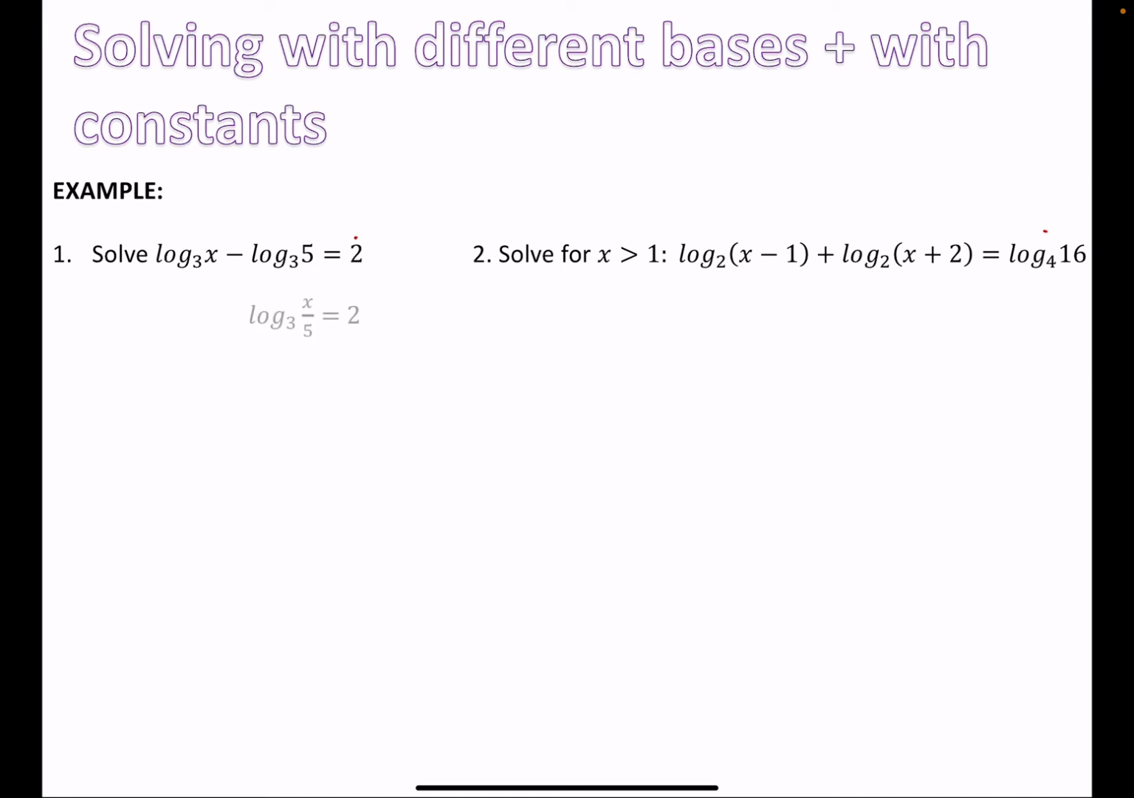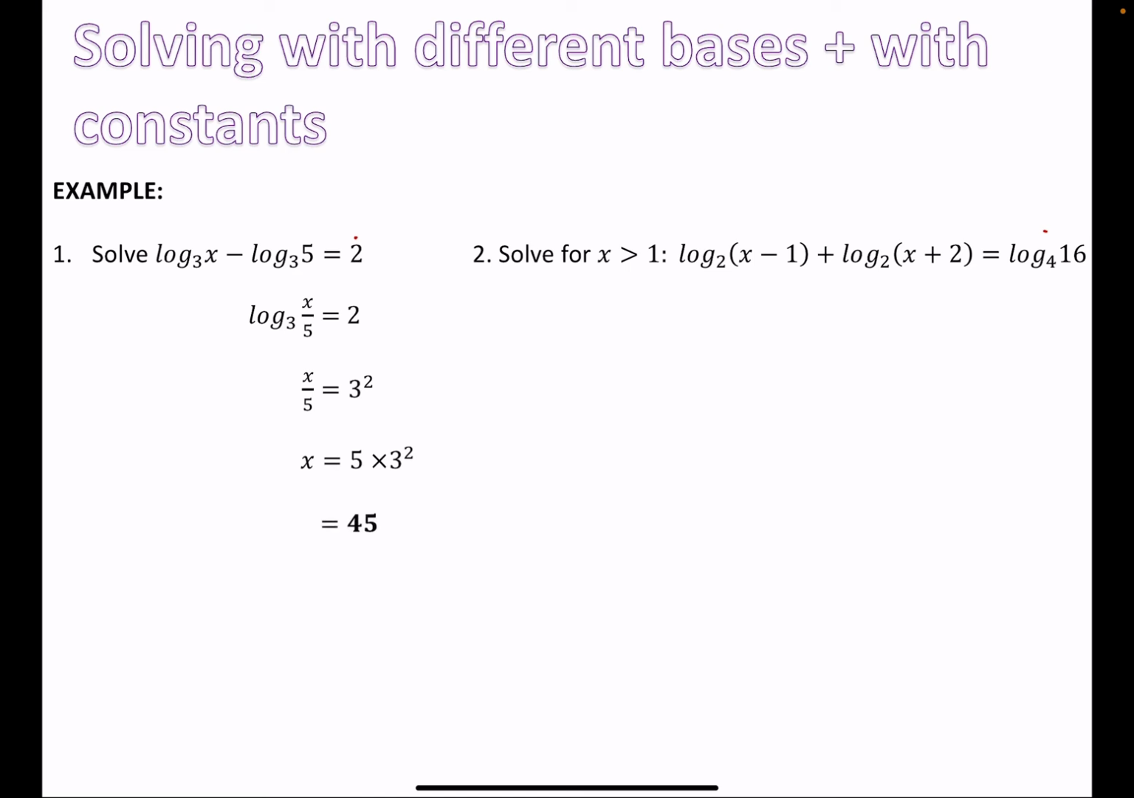So the first one here, okay, we can still apply the laws to the left-hand side because the bases are the same, but from here, there's not a log on the right-hand side. So our only option at this point is to rearrange it into an exponential form and say that x over 5 must equal 3 squared. And from here, x equals 5 times 3 squared, which is 45, okay?